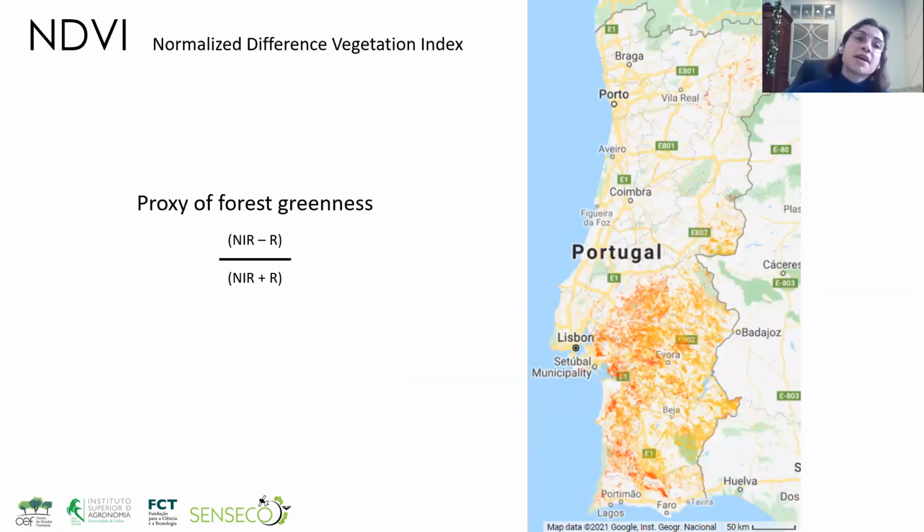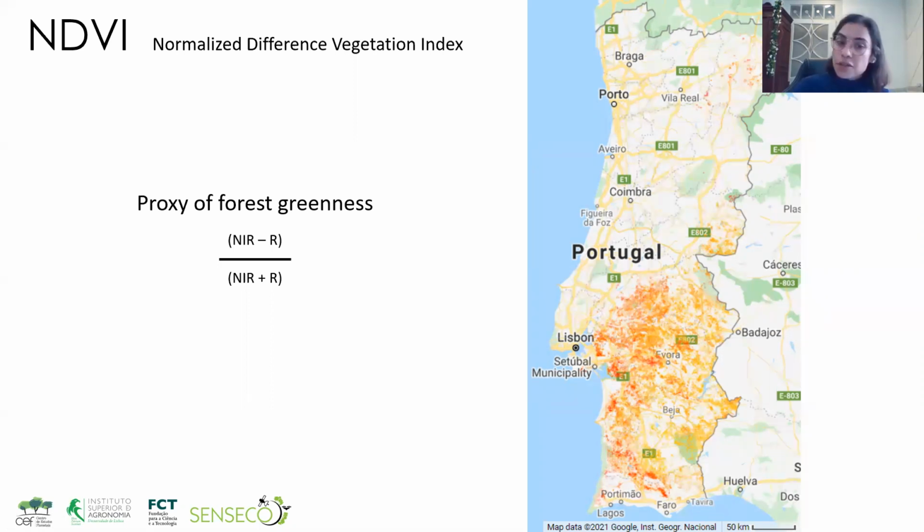The first is the NDVI. This is the Normalized Difference Vegetation Index. This is a commonly used proxy of forest greenness. It uses the near infrared and red wavelengths. And this is quite commonly used. The picture on the right, this is for all the montado area in Portugal. This is just an example of NDVI for 1 year.